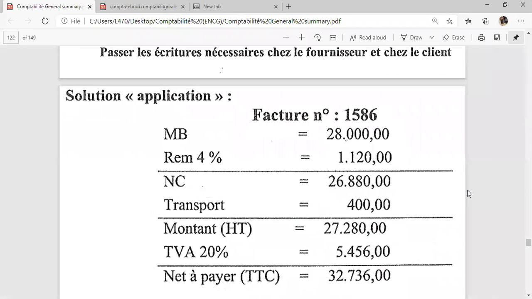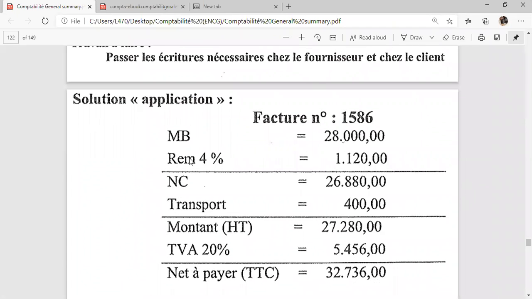We have le montant brut, which is 28,000. And we have our first réduction commerciale, which is remise, charged at a rate of 4%, which is 1,120. And the difference between the two is net commercial, which is 26,880. So what we have here is our dernier net commercial as 26,880. And transport is a majoration.